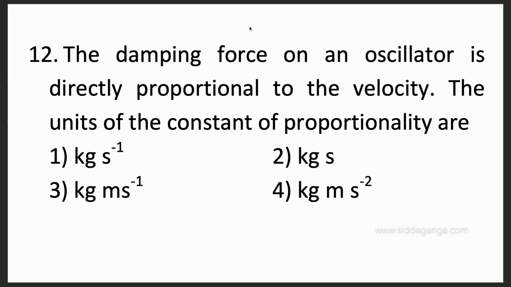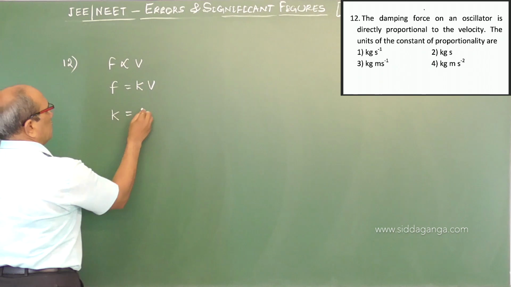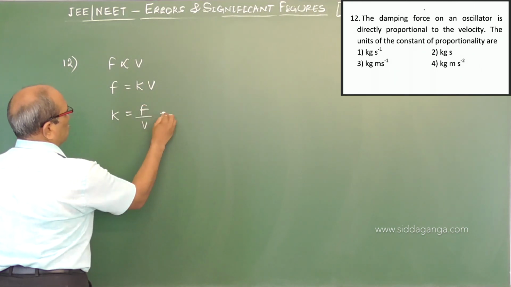The damping force on an oscillator is directly proportional to the velocity. See, the force is directly proportional to velocity. What is the unit of the constant of proportionality k? I can write force is equal to some constant times velocity, so the constant of proportionality k is force by velocity.